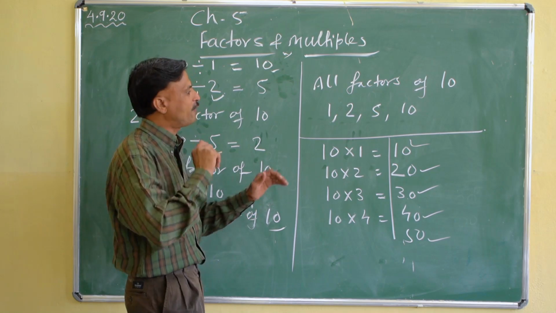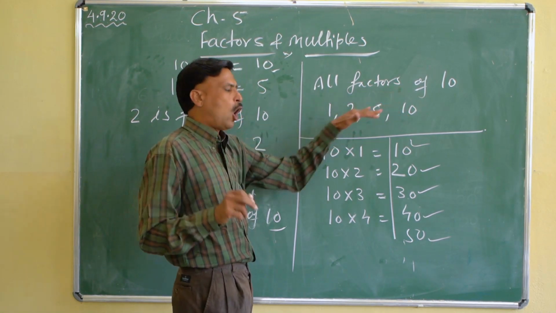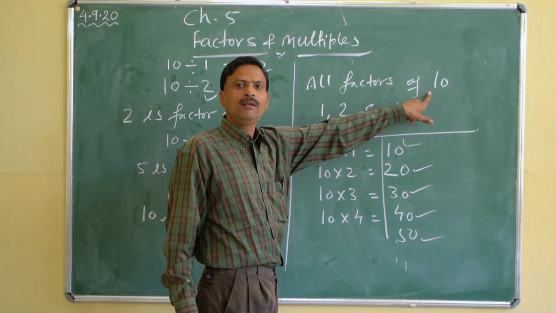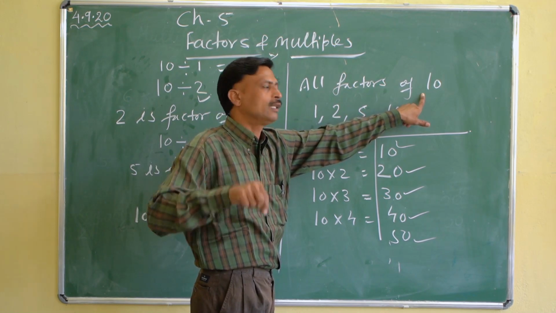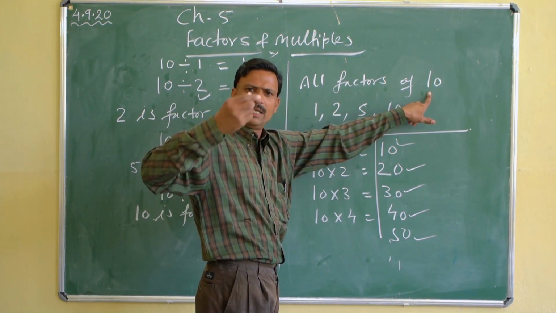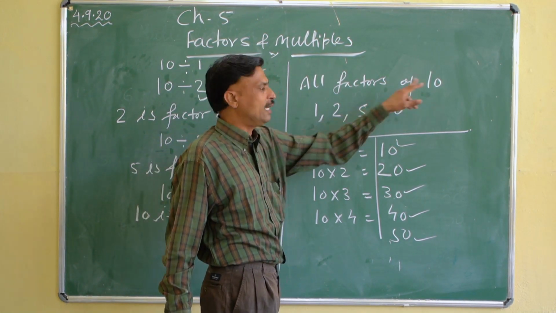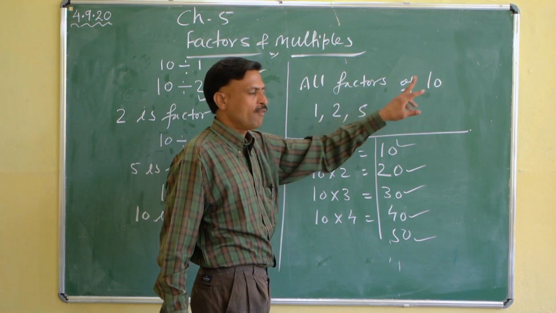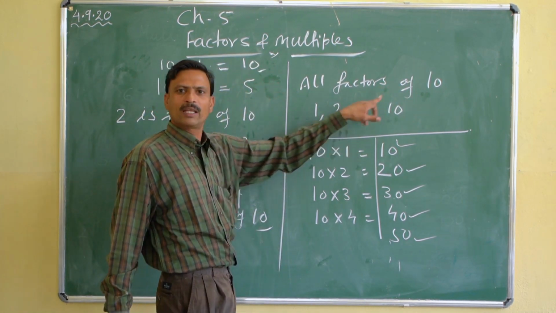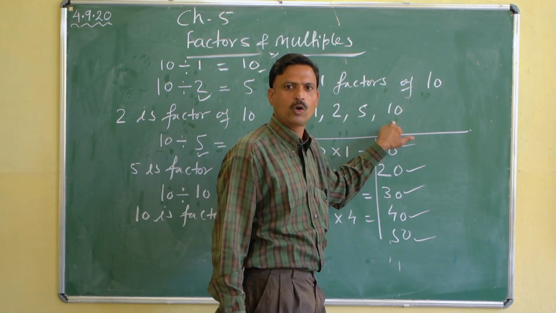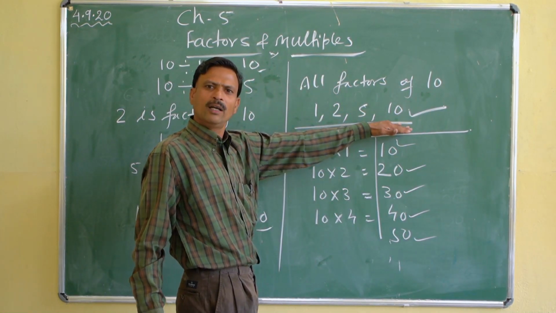Now, the main important thing, students: when we are finding factors, the factor will always be less than that particular number, or the number itself is a factor, so the maximum will be 10. Like here, a factor of 10 is 1, which is less than 10. A factor of 10 is 2, less than 10. A factor of 10 is 5, less than 10, and the number itself. So a factor is always less than or equal to the number.